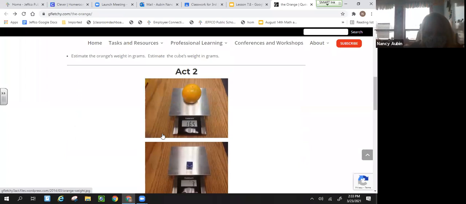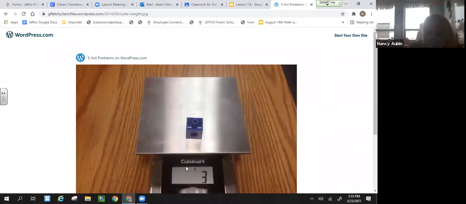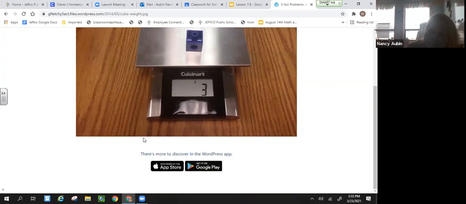Let's look at the cube. You ready for the cube? Yes. I knew that it was 3. 3 grams for the cube. Write it down. I knew it. Only 3 grams for the cube. All right.